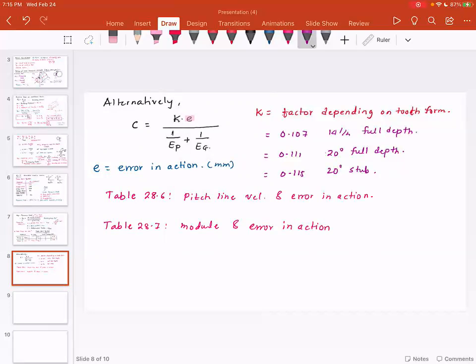Now, there is a fine balance. So sometimes when we design the gears, we have to go back and forth and select the appropriate value of error in action and perform this calculation. But I'm going to take a break here for 15 minutes and we will continue this discussion at 7:30.